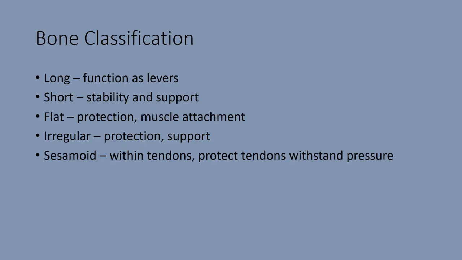Sesamoid bones, these are bones that are found embedded within tendons. Tendons tend to have a lot of pressure on them, and so it kind of helps to protect the tendon. The most common sesamoid bone is the patella, which is your kneecap.